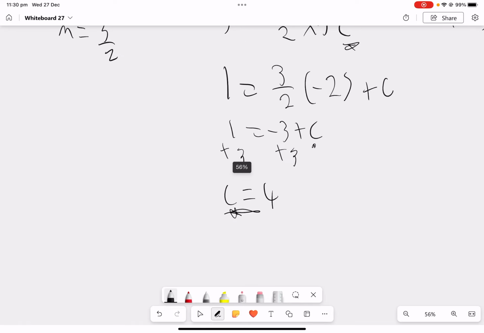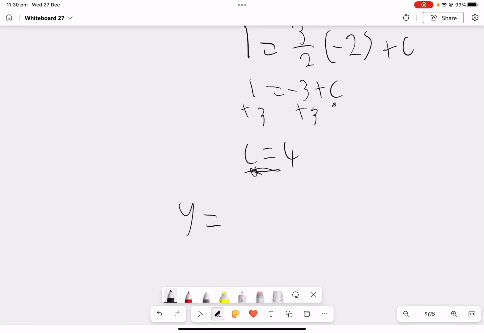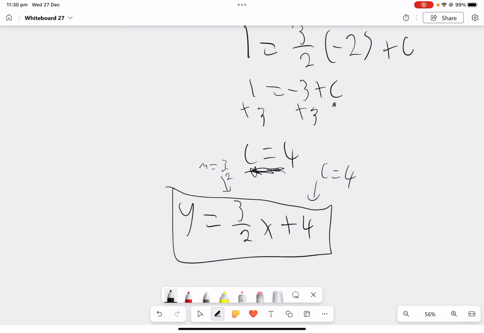Now we just put everything together. So y is equal to 3 over 2x plus 4, because c is equal to 4 and m is equal to 3 over 2. So m is equal to 3 over 2, c is equal to 4, and this would be our answer. Very good.